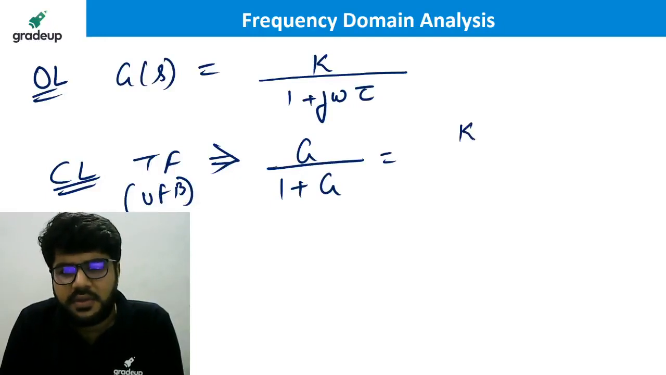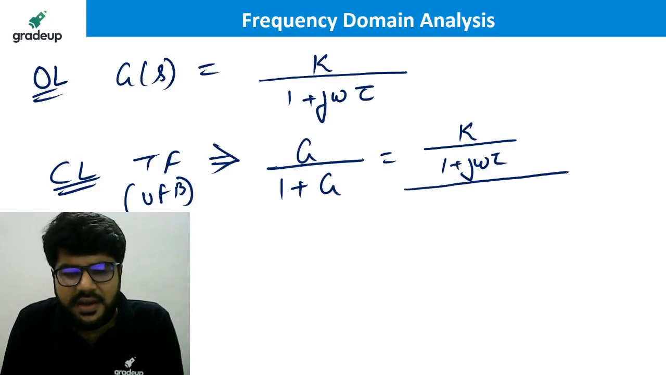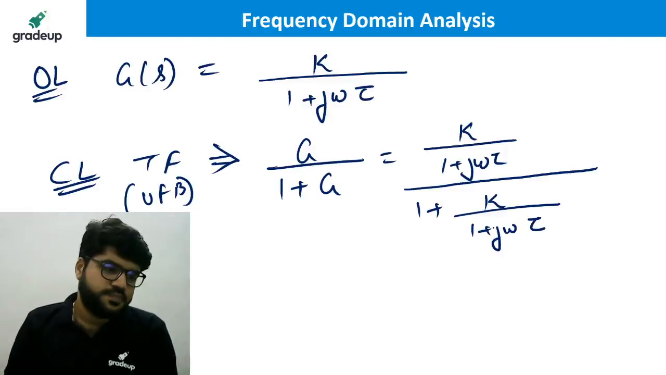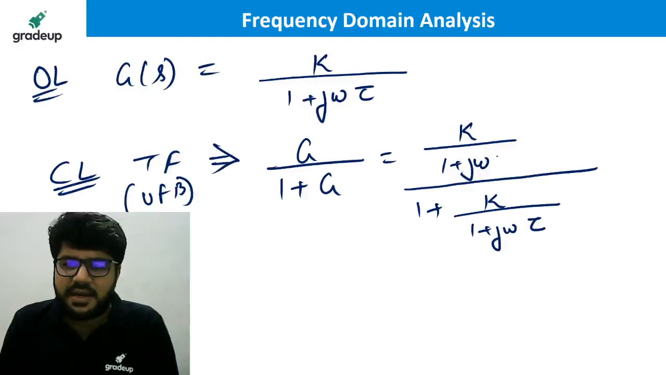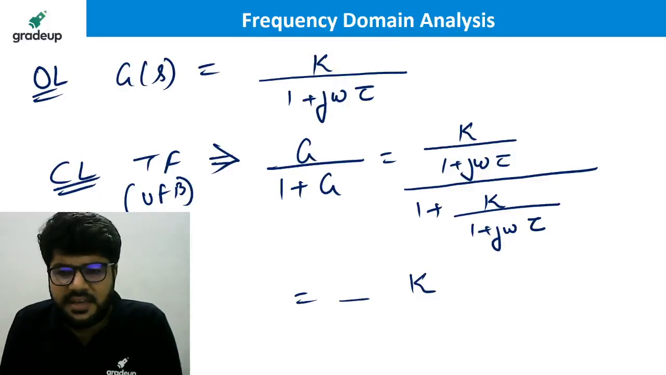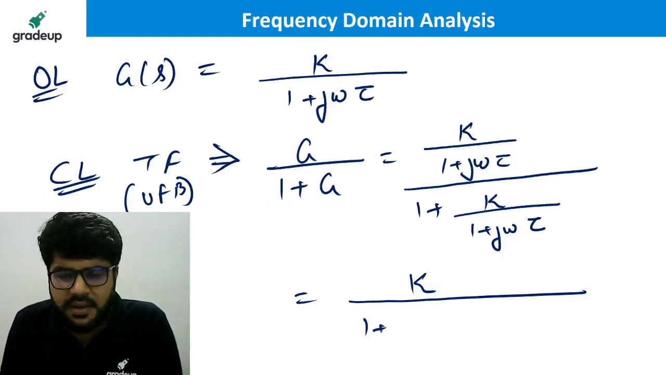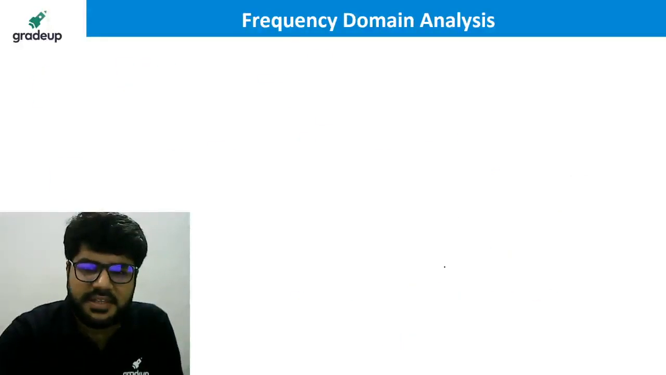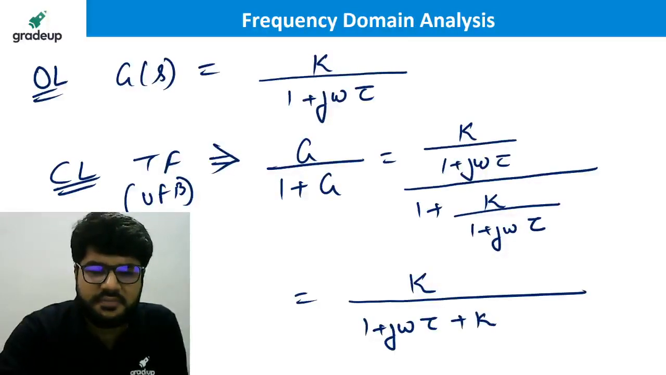Now write down this as K upon 1 plus j omega tau, whole divided by 1 plus G, that is 1 plus K divided by 1 plus j omega tau. The 1 plus j omega tau and 1 plus j omega tau get cancelled. So it is K divided by 1 plus j omega tau plus K. Let me simplify this further.